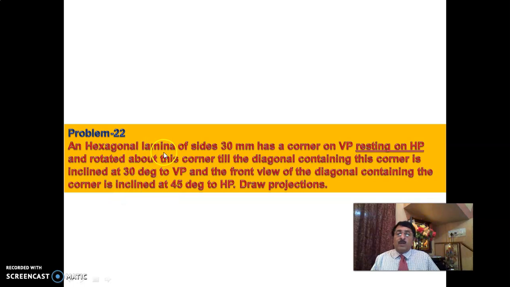Now the one clue you get by reading the problem is that it's a hexagonal lamina with a corner on VP, not on HP, and rotated about this corner till the diagonal containing this corner is inclined at 30 degrees to VP. There are two conditions which tell you that you have to start from the front view: the surface diagonal inclined at 30 degrees to VP and a corner on VP. Both conditions tell you that you have to start from the front.